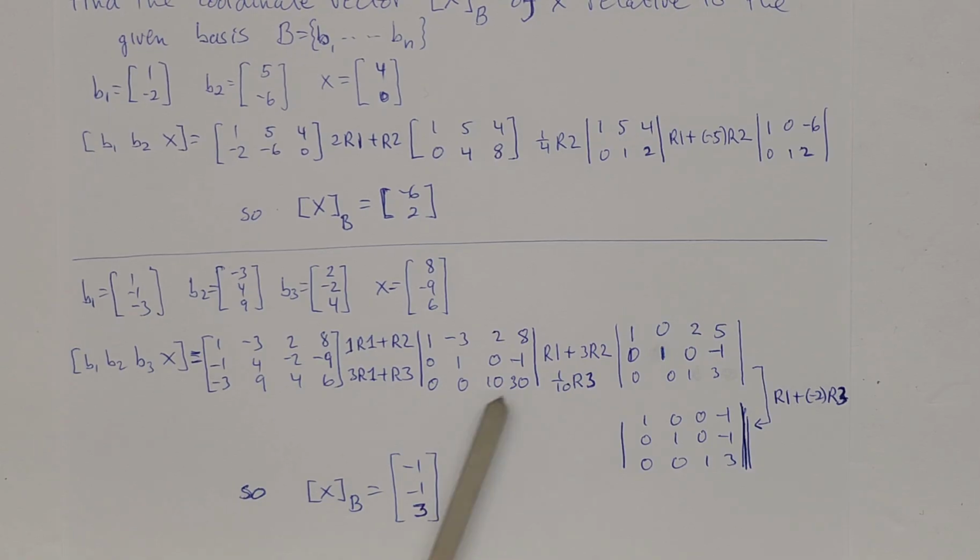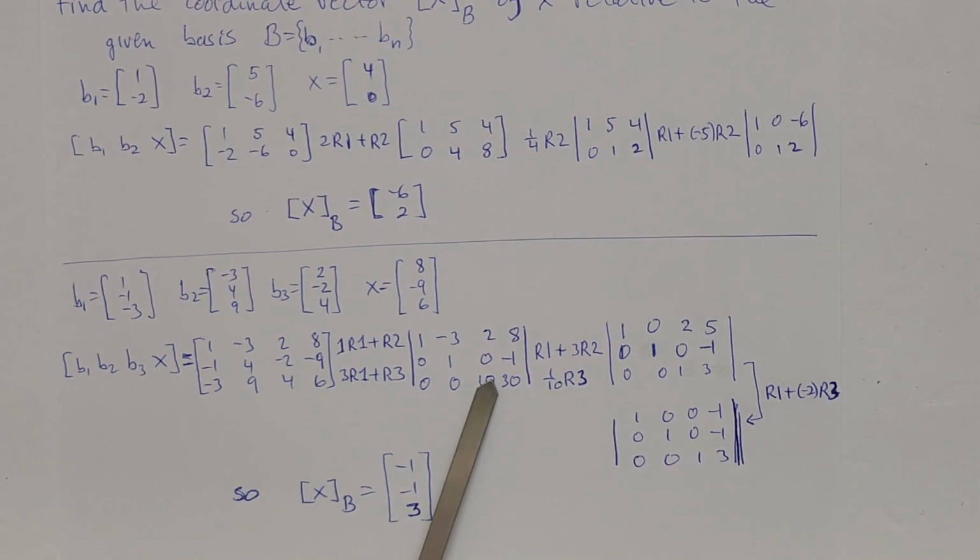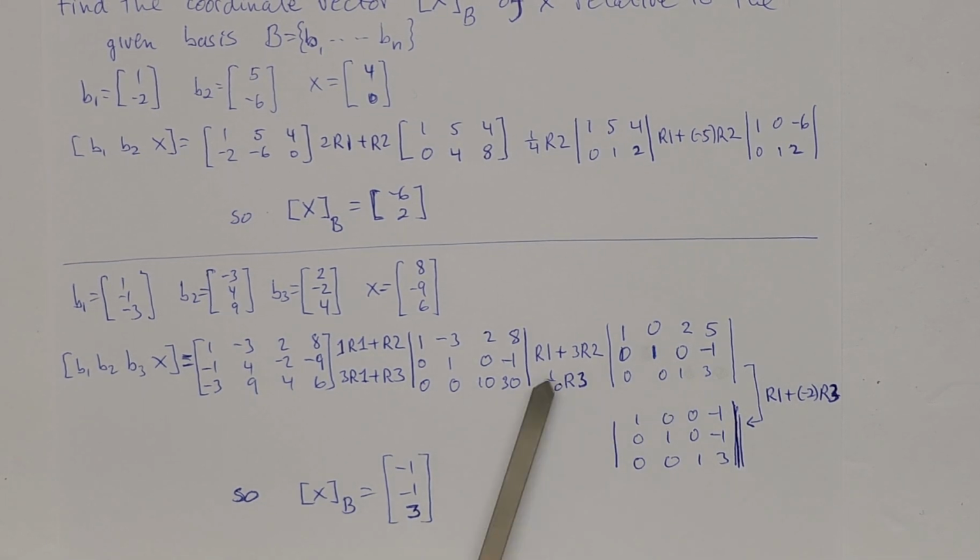One more time. We need this to be a 1. So multiply by the reciprocal of 10, which is 1/10. So 1/10 times 10 gives me 1. 1/10 times 30 gives me 3.